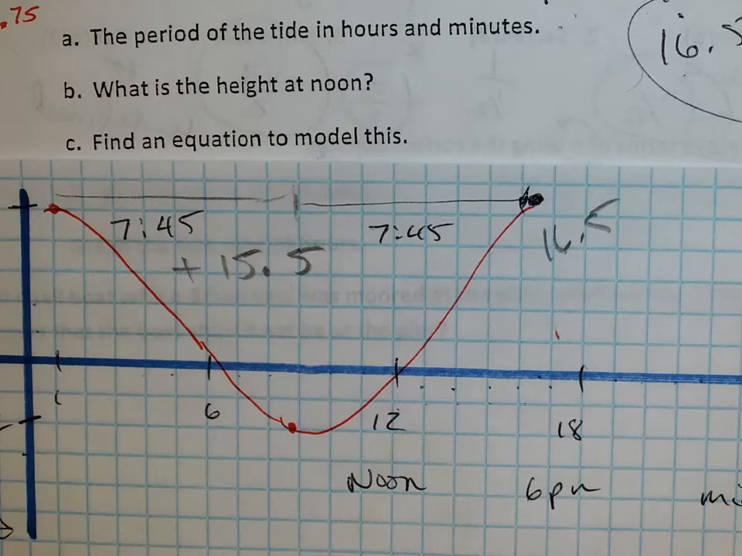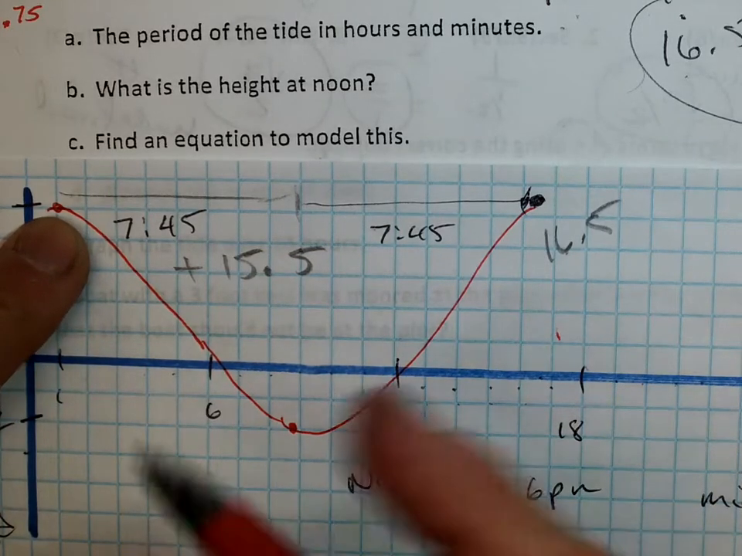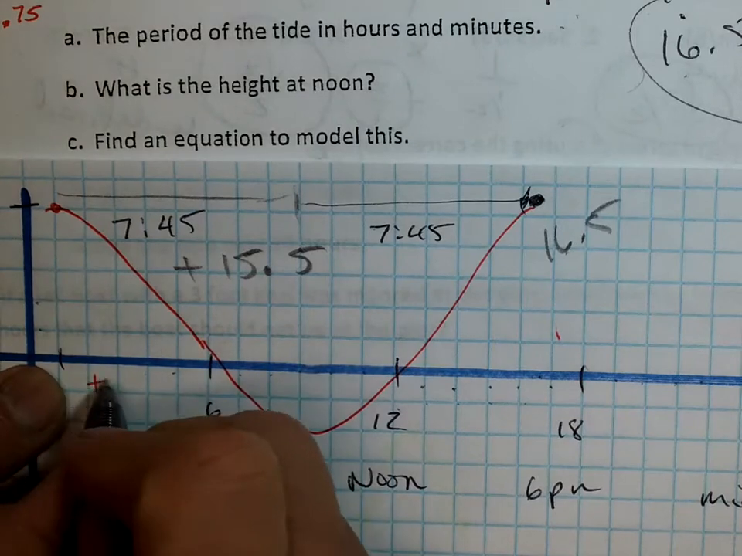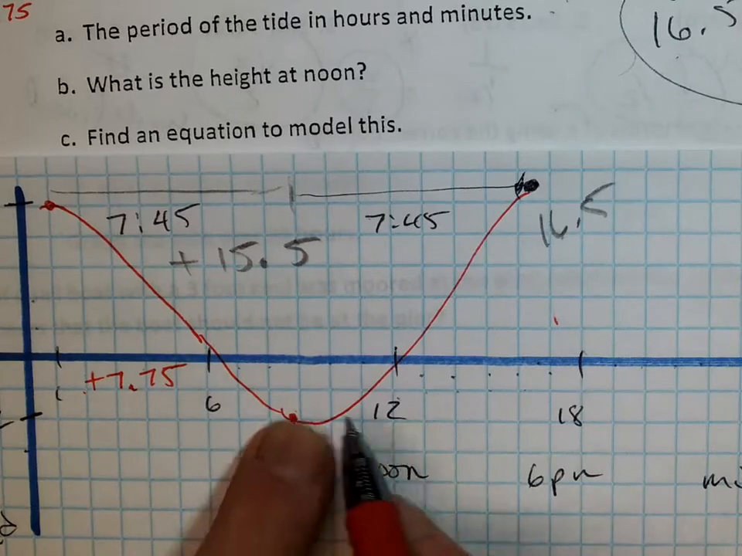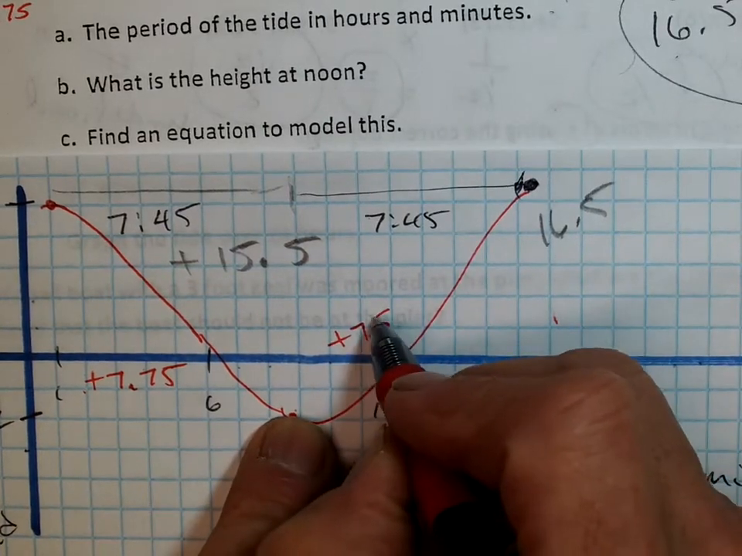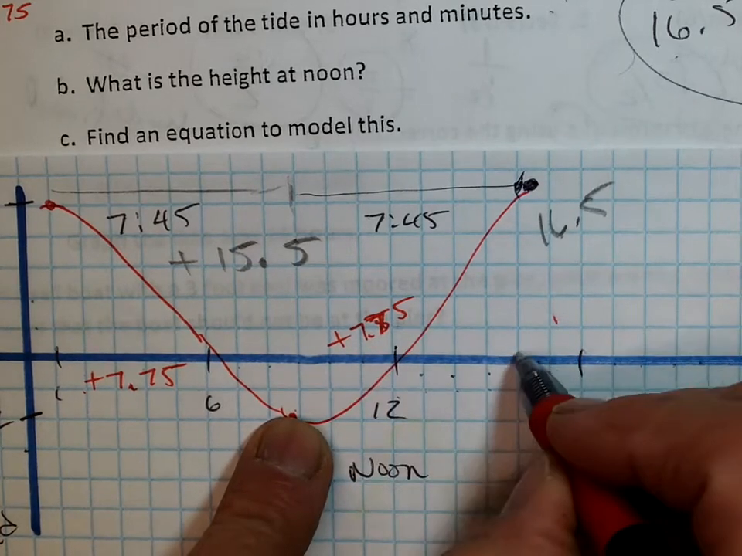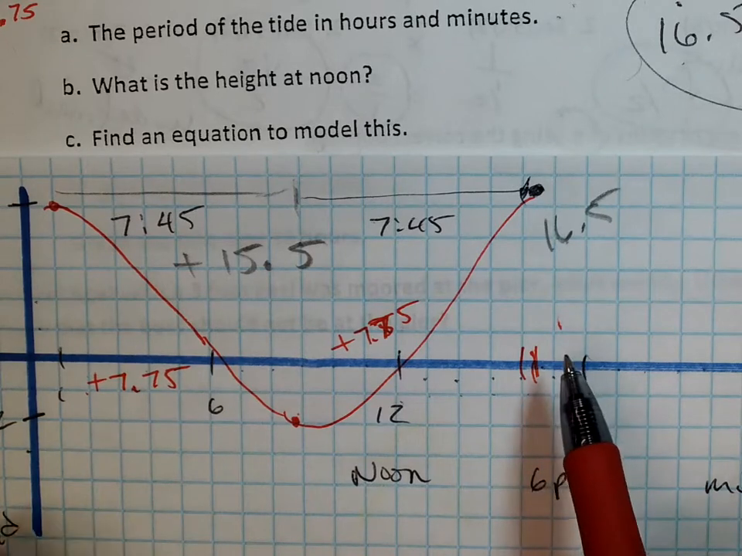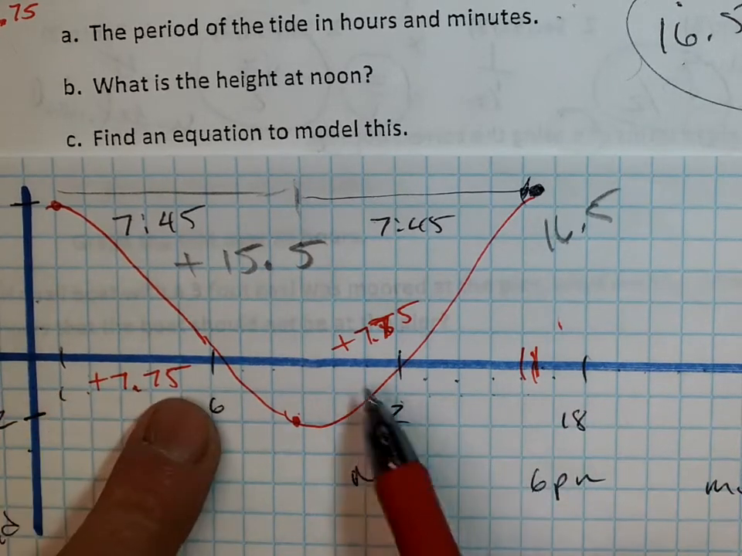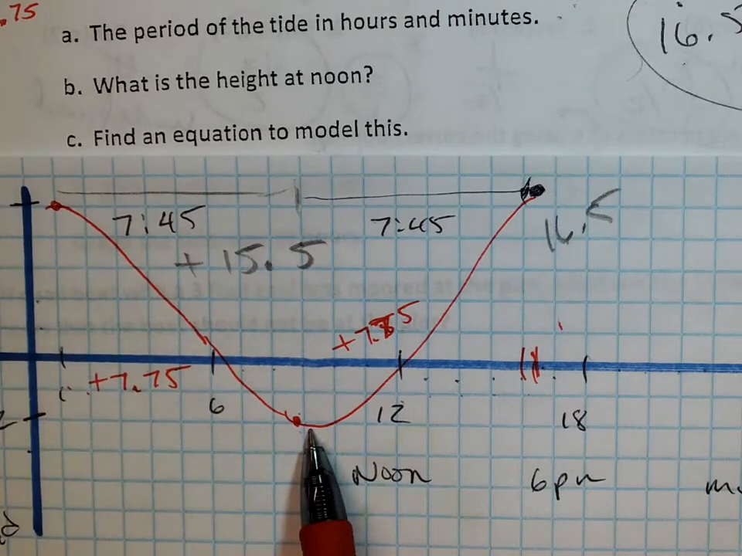Okay, so here's 1 o'clock, right? Zoe, you ready? Here's 1 o'clock. So for 1 o'clock, if I add 7.75, I get half tide. And if I add another 7.75, I get another half tide. Wait, so really just add 7.75 from 8.75? Yeah. And then you don't have to add the extra.